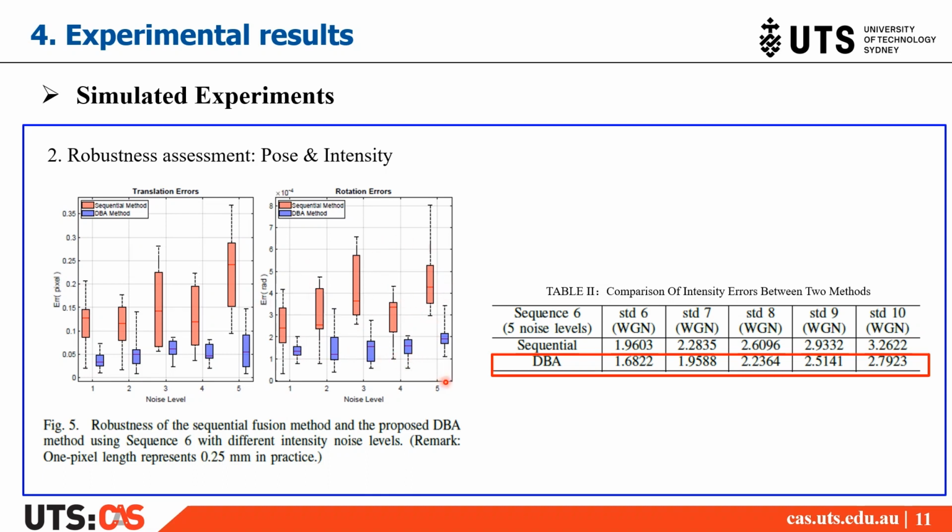The intensity mean absolute errors of the reconstructed global image using the two methods are compared, and the results are shown in the table on the right. It is found that although the mean absolute errors of intensities obtained by the two methods increase with the increase of noise level, the results of the proposed DBA method are always better than those of the sequential fusion method.